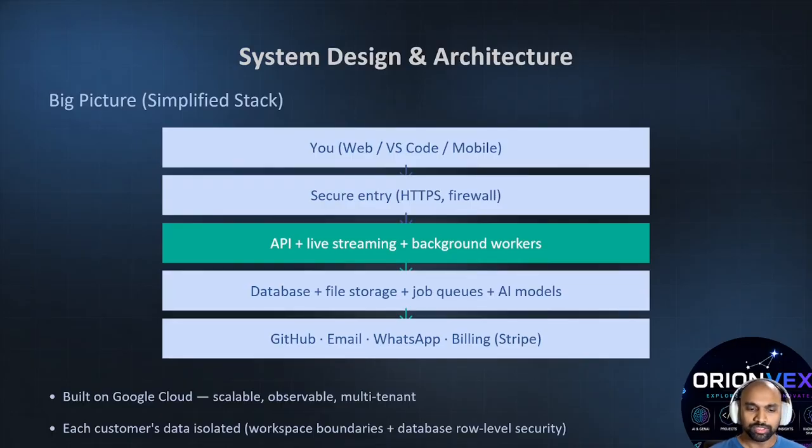Then the database, file storage, job queues, and AI models, and then we will get the notification either in GitHub, email, WhatsApp, and the billing. These all come under the external system, including the billing. We are planning to build this application on top of Google Cloud for scalable, observable, and multi-tenant use. But we are going to implement it using infrastructure as code with Terraform, so that we can ship this application anywhere, on any cloud platform.